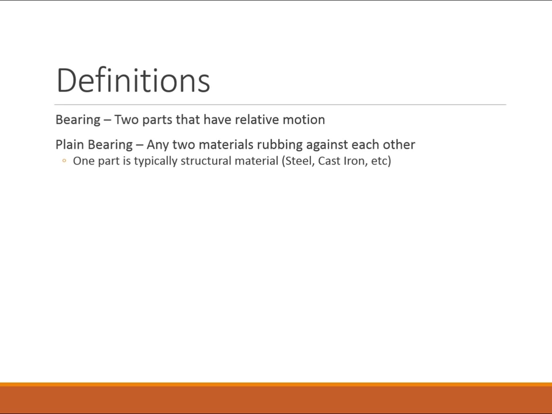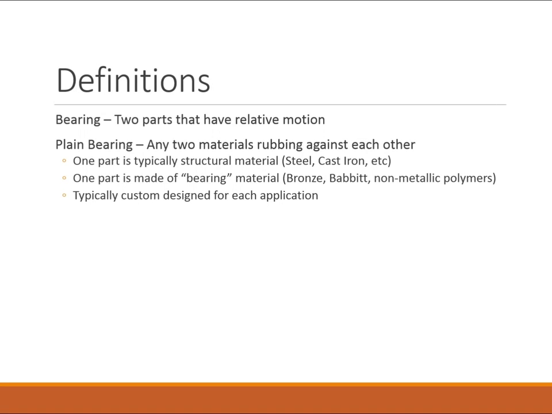There's several different examples. So typically one part is structural material like a steel or a cast iron, and the other part is a bearing material, and it's supposed to be something that won't wear out and has very low friction. So bronze is a good example. Or there's a material called babbitt that has tin or lead infused in it that makes it very slippery, with a low coefficient of friction. Plain bearings are typically custom designed for each individual application.